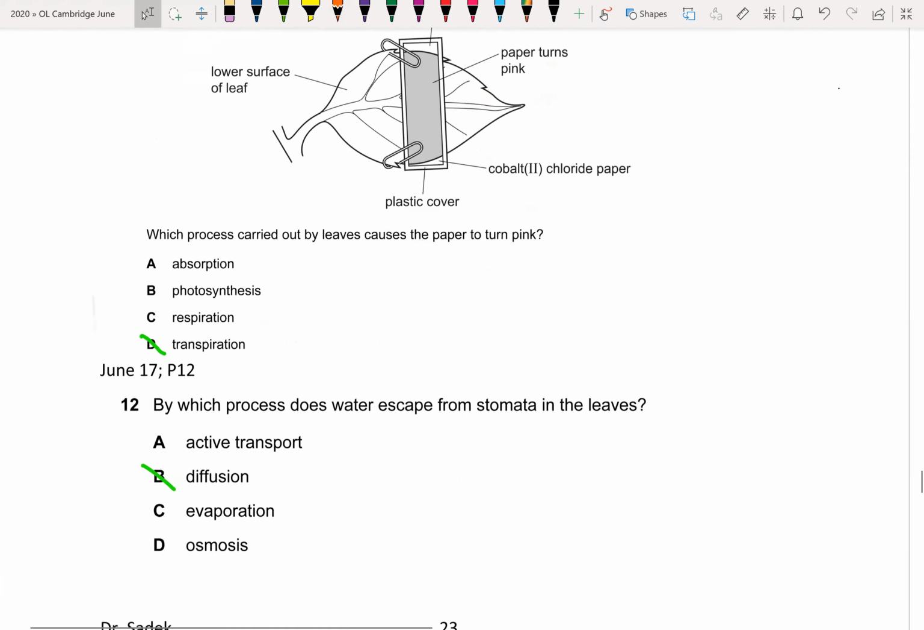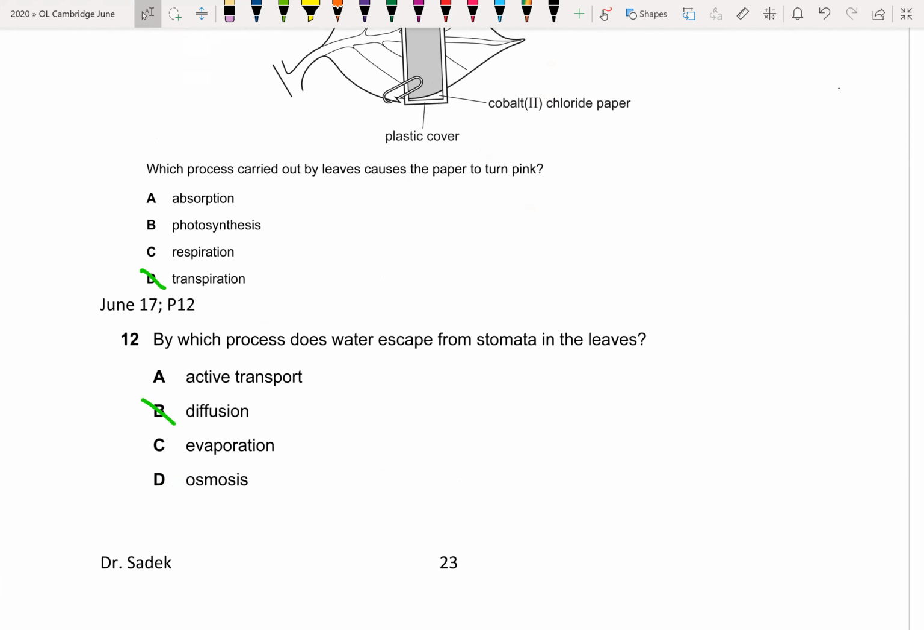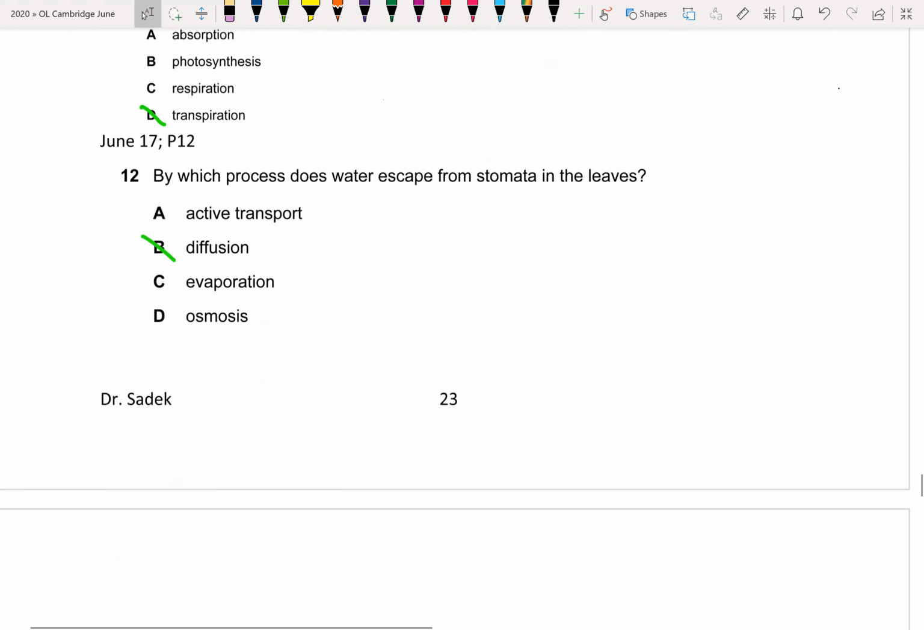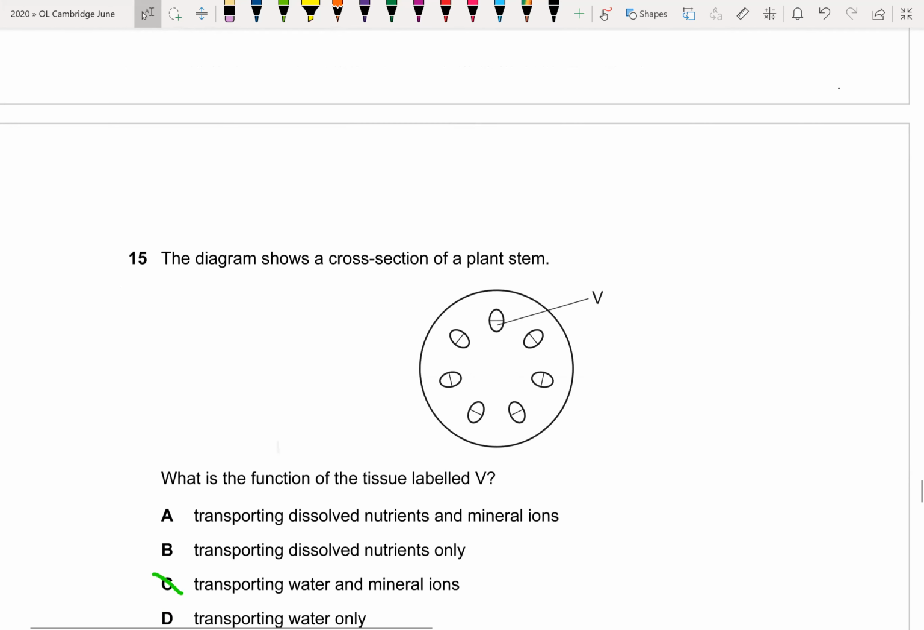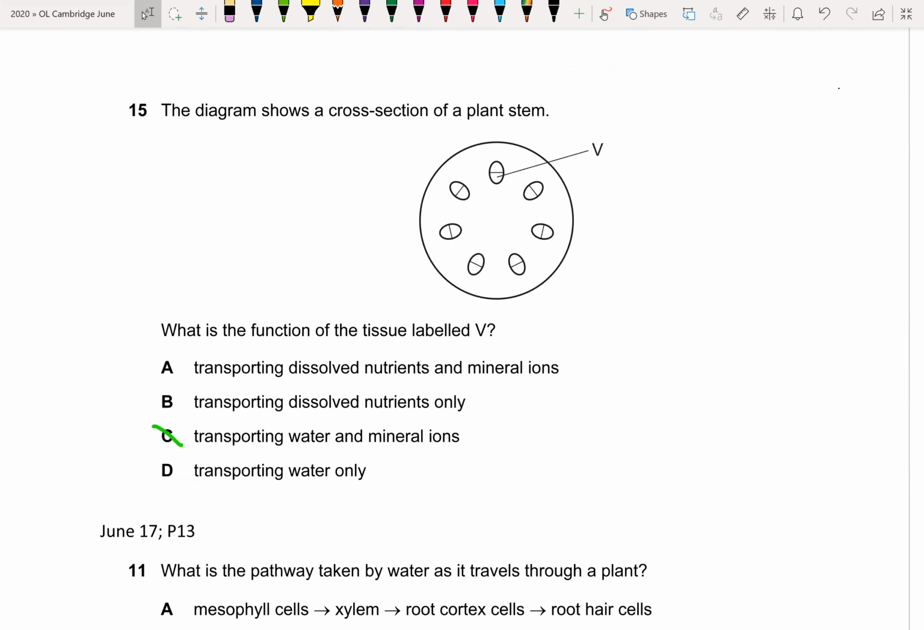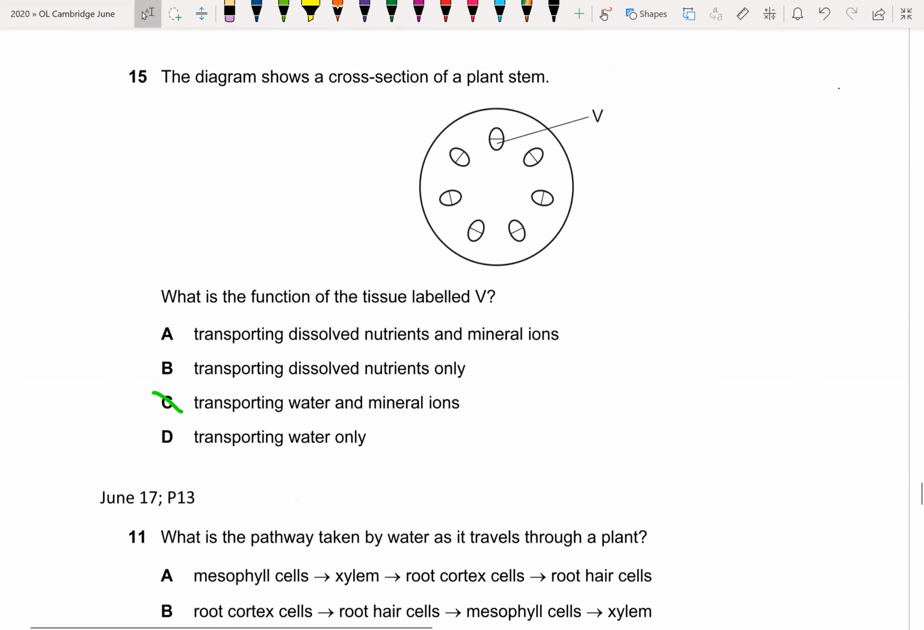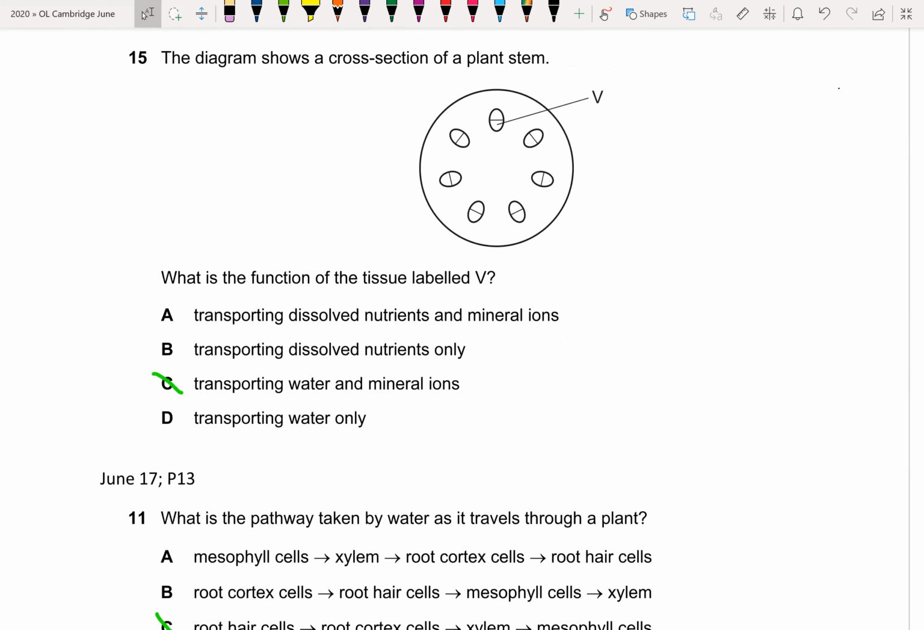By which process does water escape from the stomata in the leaves? By diffusion. These are things that don't need much talk. Tic tac questions. The diagram shows a cross section of a plant stem. What is the function of the tissue labeled V? V is xylem, therefore it is transporting water and minerals. Of course, if you can't identify the vessels, how can you answer the question? V is the xylem.